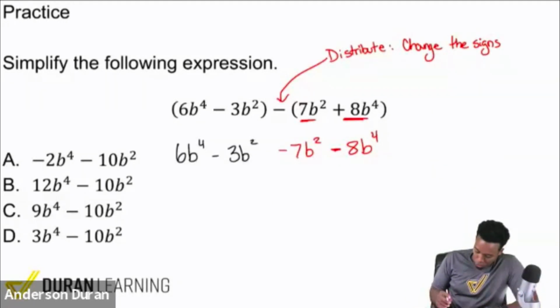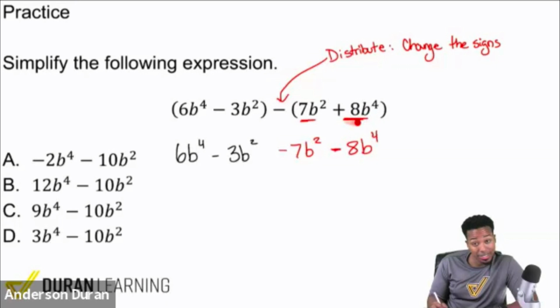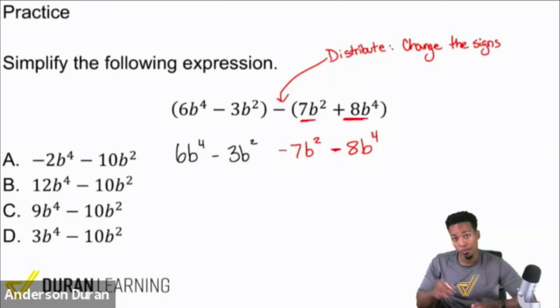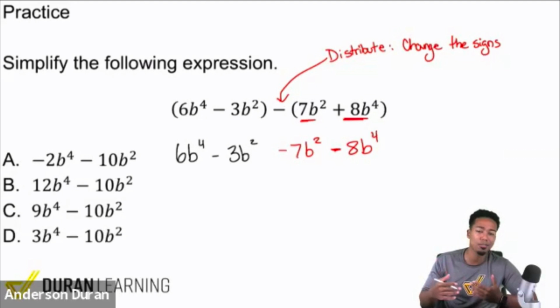So starting off here, what we did first was, again, we had that negative in front of that parentheses. So make everything the opposite. Positive 7b squared changes to negative 7b squared. A positive 8b to the power of 4, negative 8b to the power of 4. So that first step, very standard, very fundamental. But from there, now we got to take care of the combining like terms, which deals with some negative numbers that we might not be too fond of, right?